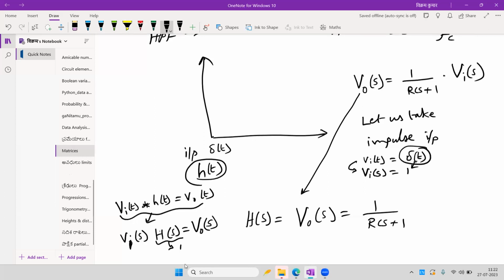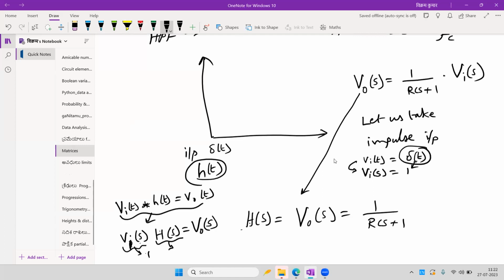Just a minute. Not H of S is 1, Vi of S is 1. Sorry. Because we have taken Vi of t as delta of t, it is not H of S that is 1, but Vi of S is 1. In 10 minutes the meeting will be over, sir. So Vi of S is 1.